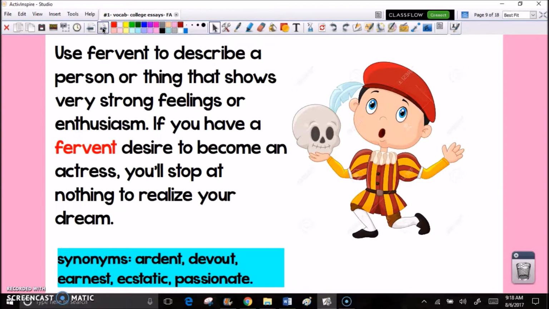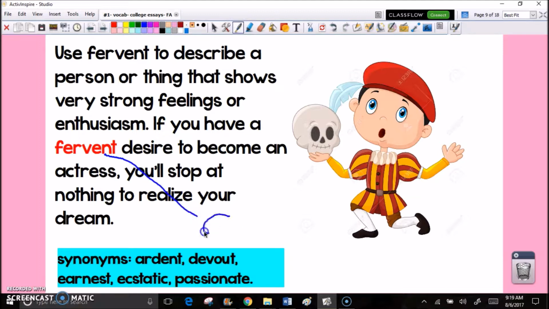All right, our next word is fervent. So we use the word fervent to describe a person or a thing that shows very strong feelings or enthusiasm. You could also use it as an adverb, so you could describe your actions as being done fervently. If you're doing something fervently, you're doing it very strongly, very enthusiastically. So if you have a fervent desire to become an actress, you'll stop at nothing to realize your dream.